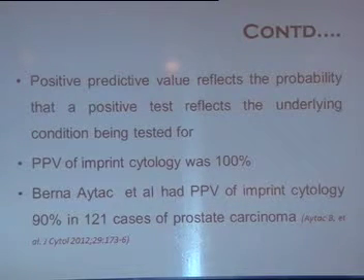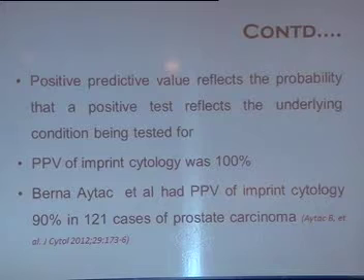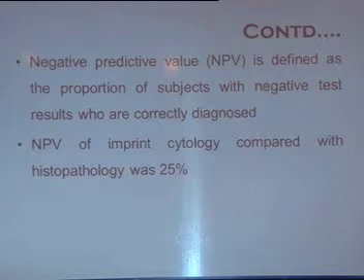A positive predictive value reflects the probability that a positive test reflects the underlying condition being tested for, which is 100% in my study. A negative predictive value is defined as the proportion of subjects with negative test results who are correctly diagnosed, which is 25% in my case.